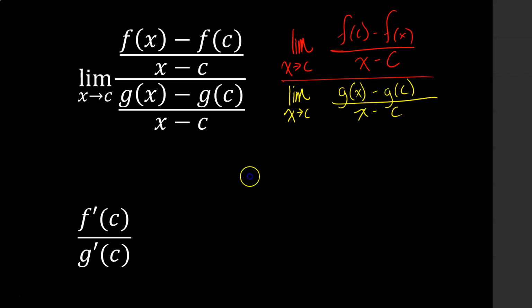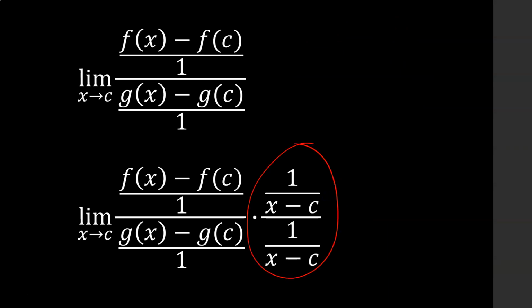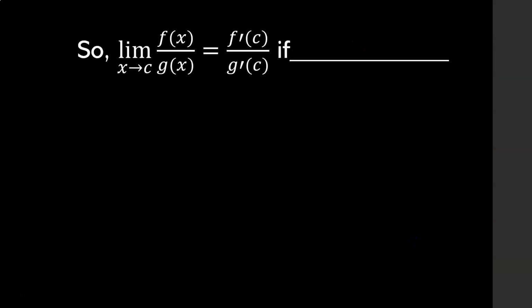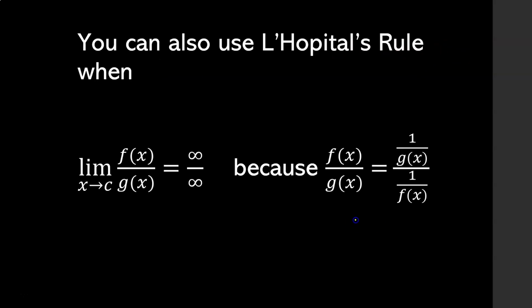It's kind of weird. We started off with f in the numerator, and we were doing a limit, and now f changed to f prime. And the g in the denominator changed to g prime. And so here's L'Hopital's rule. When is this true? The limit as x approaches c of f over g is the derivative of f evaluated at c divided by the derivative of g evaluated at c. That's true if f of c equals 0 and g of c is also equal to 0.